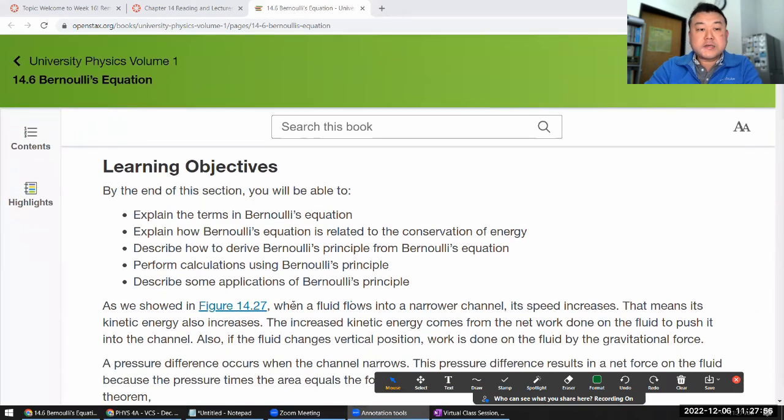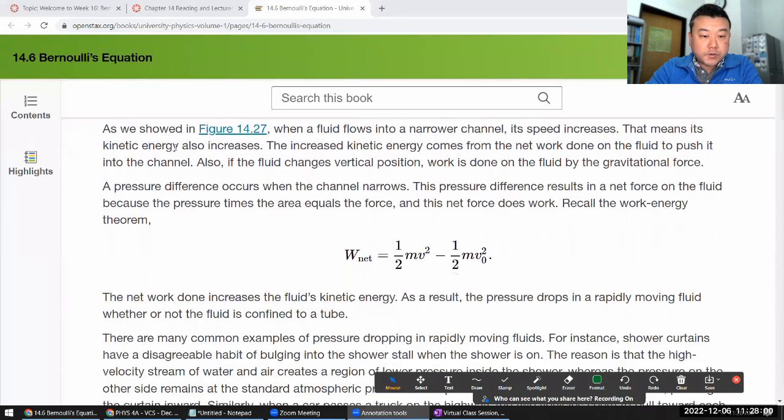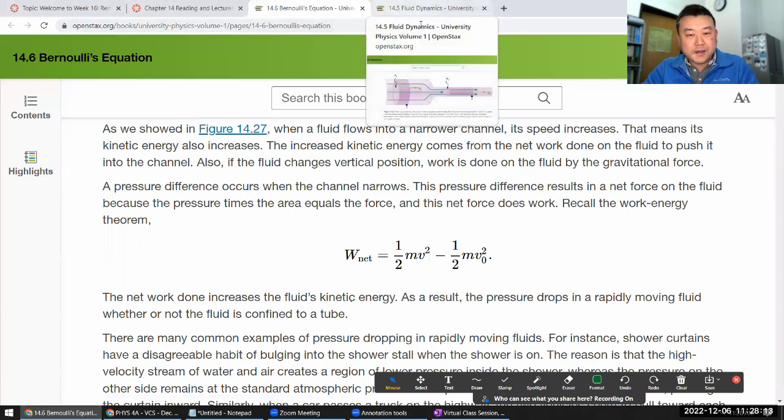So section 14.6, Bernoulli's equation. It says, as we showed in this figure, I have a feeling it's a figure in the previous section, so let me right click and open a new tab so that I don't lose my place here. Yeah, it's in the previous section. I think I'm okay with that preview over there. So something narrowing and velocity changing. Good. I think they probably covered what we call the continuity equation.